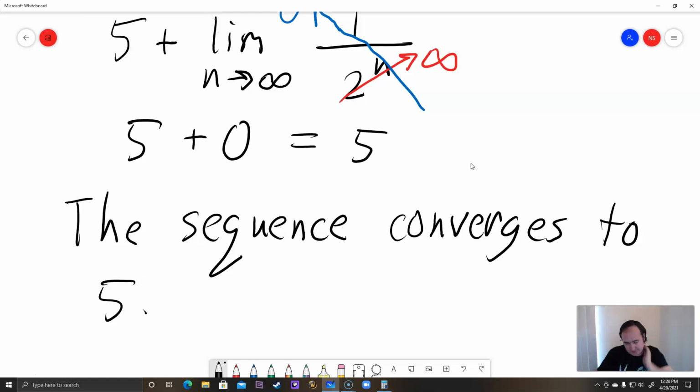So the sequence converges because it actually has a finite limit. And the limit also exists.